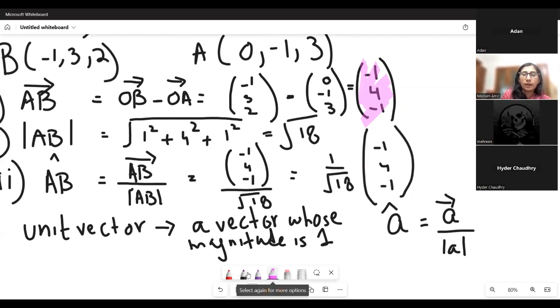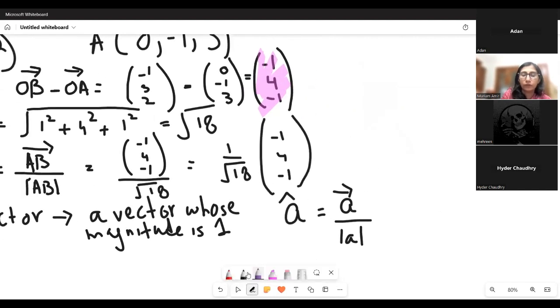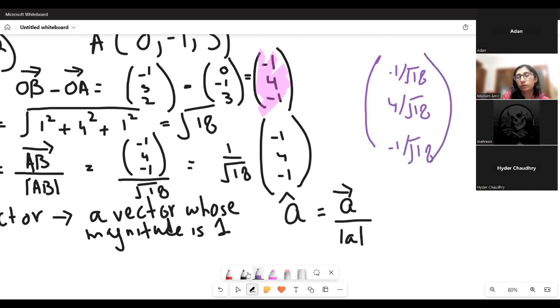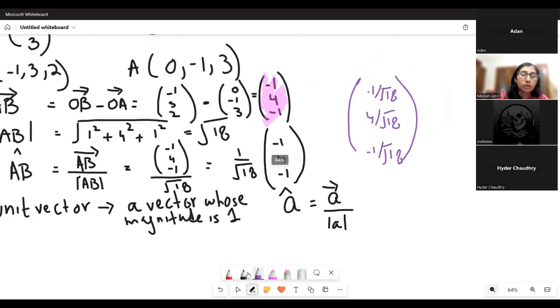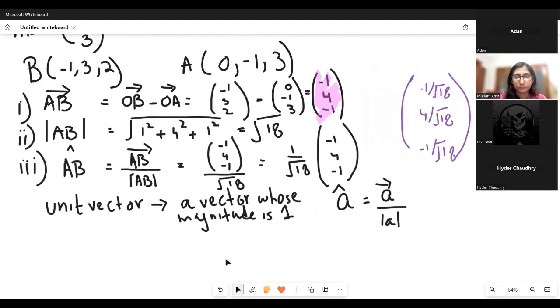Now if you find its magnitude, it will come out to be 1. If you find the magnitude of -1 by under root 18, 4 by under root 18, and -1 by under root 18, that will be equal to 1. That is why this is a unit vector. So a unit vector is a vector whose magnitude is 1.